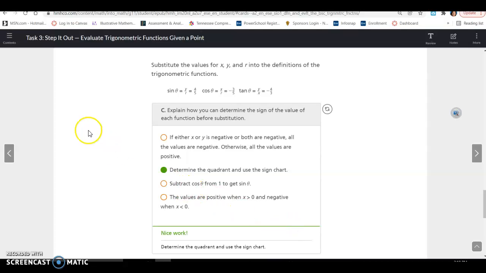All right, so that's a little bit more about your trig functions. So that is all for task 3. If you have any questions, let me know.